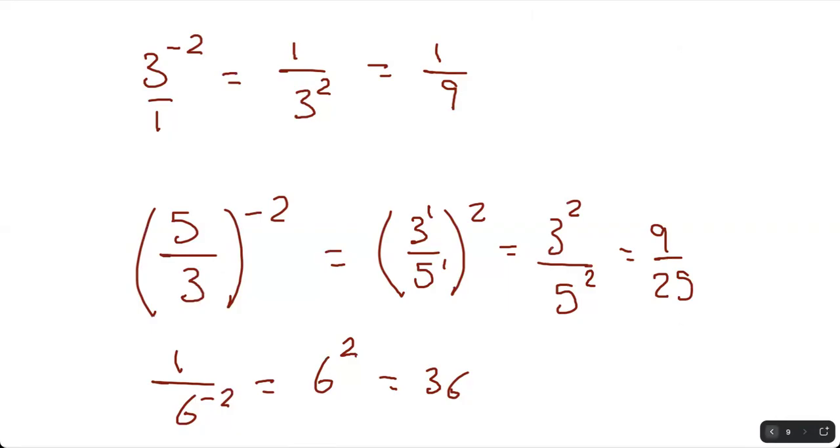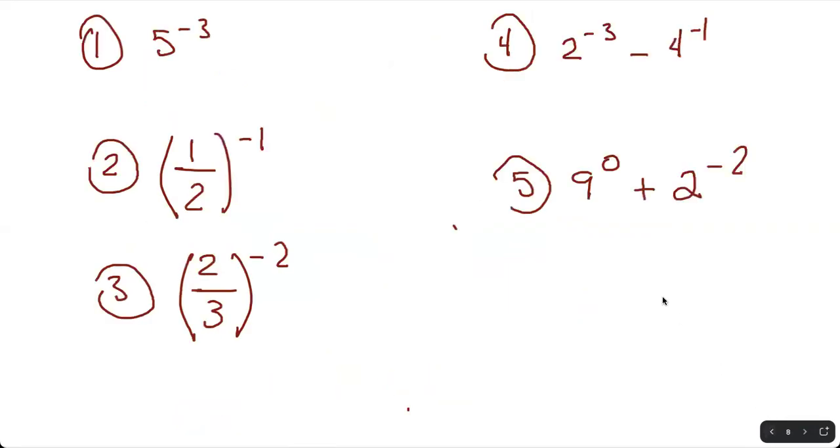Okay. Now let's go back here and do these questions. So 5 to the power of negative 3. According to the rules that I gave you, that just becomes 1 over 5 cubed. And 5 cubed is 125, so that becomes 1 over 125.